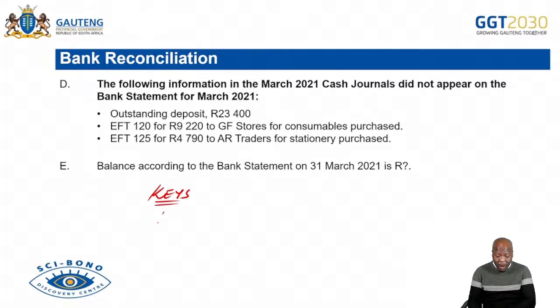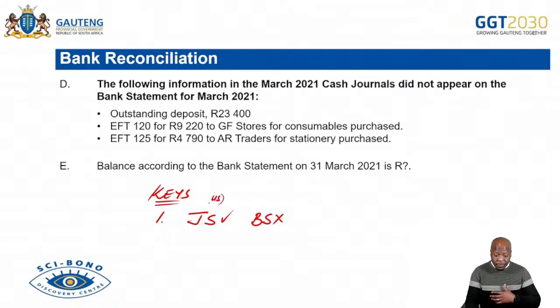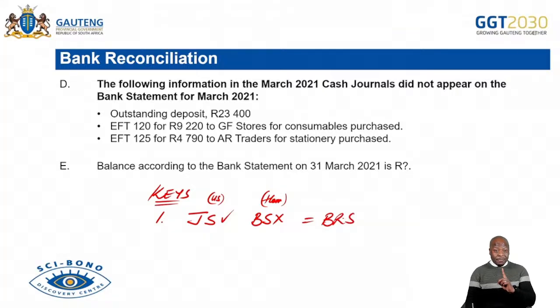Keys to the BRS. Number 1, if an item is in the journals, who prepares the journals? Us. So if an item is in the journals, but that particular item is not on the bank statement, who does the bank statement? The bank. So if an item is in the journals, done by us, but not on the bank statement, that is done by them, what do I do? I put it in the BRS. Key number 1.